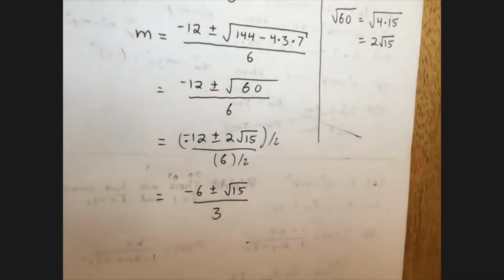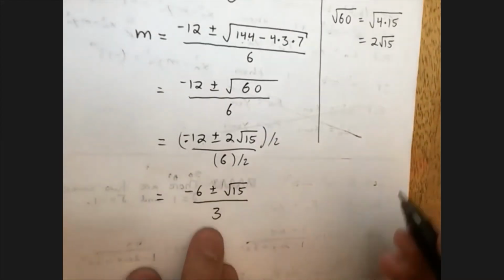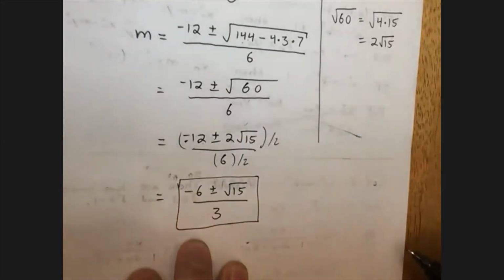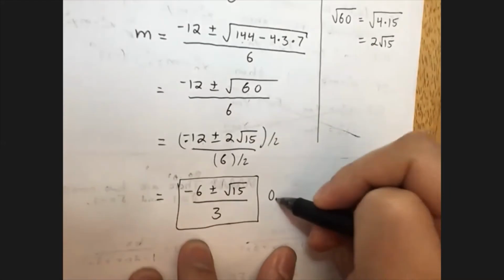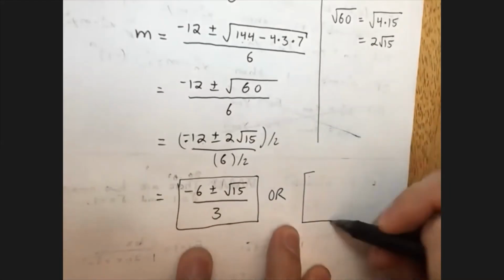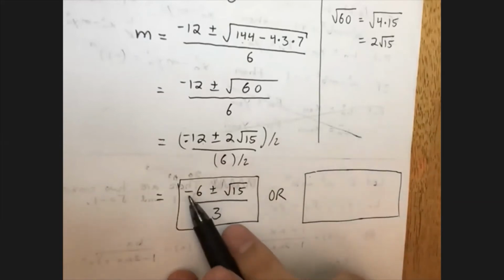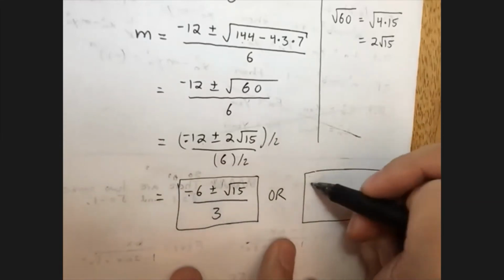Okay, so that's one way to write the answer. You could just write it like this. Okay, that's a common way to write this kind of answer. Or you could write it like this. You could write down the two answers individually. Negative 6 minus root 15 over 3.